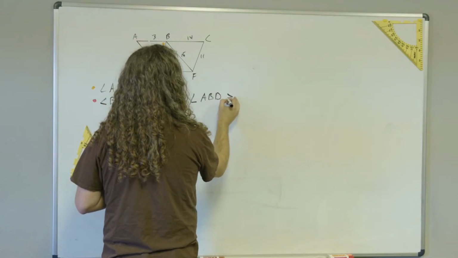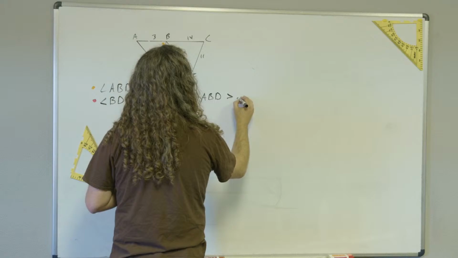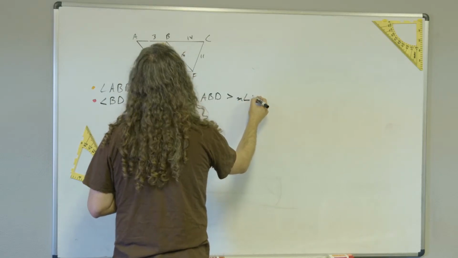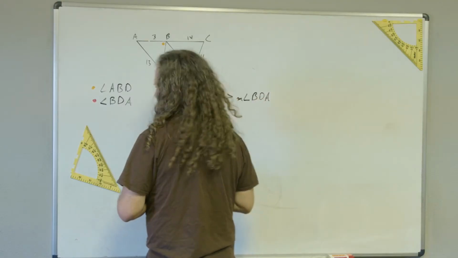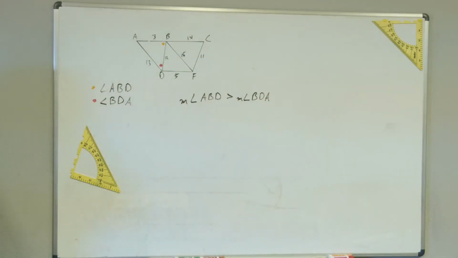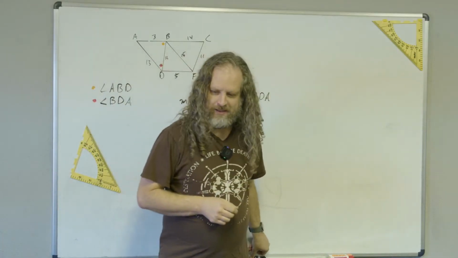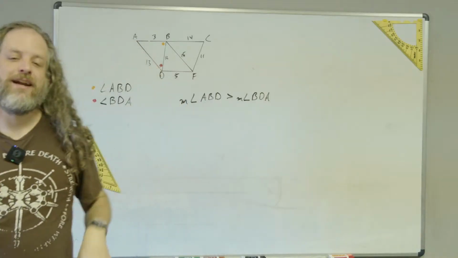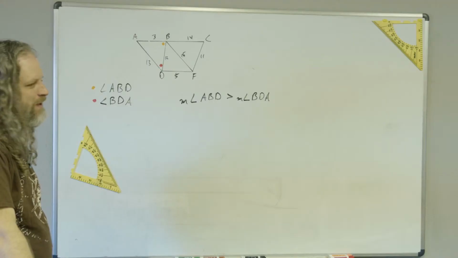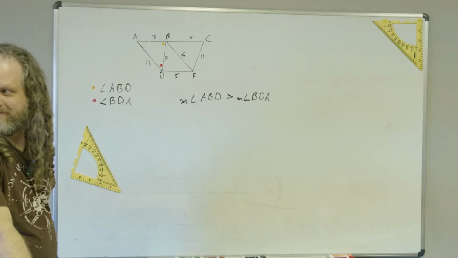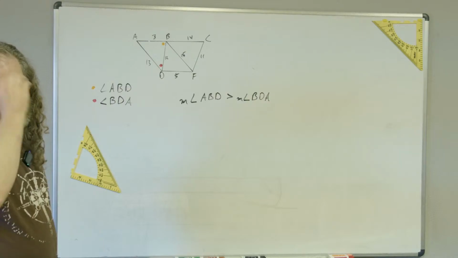is greater than the measure of angle BDA, right? This lesson is a bit of a reprieve, right? It's a little bit easier. You're kind of going back to kindergarten math, but with pictures, right? Which number is bigger? That's what we're kind of doing.